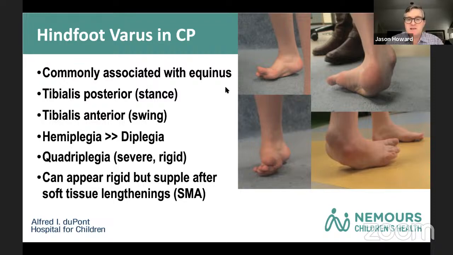But in CP, this is completely different. Their drop foot is usually not due to weakness of the tib ant, but more due to selective motor control. So I don't do a tib post transfer in CP that way.